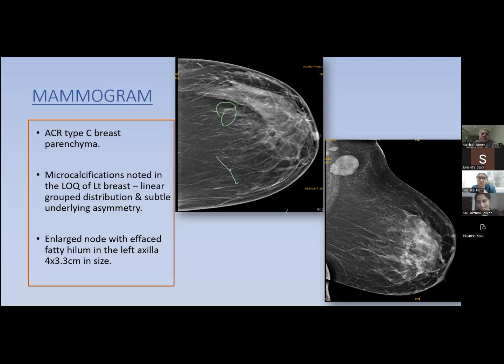Ma'am, for staging? Mm-hmm. To understand where it is coming from, that's a panel or a battery for all unknown primaries I would like on day one in the OPD. A CA-125, a CA-19-9, and a CA-15-3, the tumor marker panel. Yes, ma'am. Tumor markers also go hand in hand with a PET CT in the investigations.